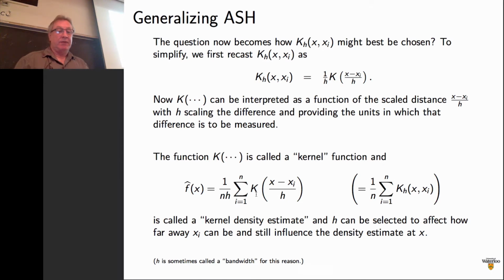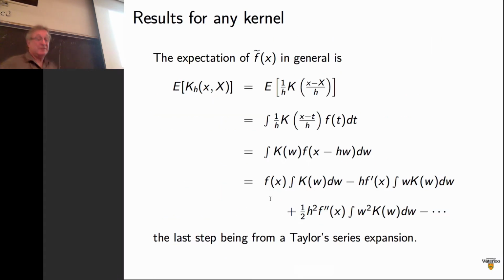h here is sometimes called the bandwidth rather than the scaling, for reasons which will become apparent. Means I can get the expectation. So this looks pretty ugly, but let's look at what this is. I only need the expectation of one of these, right? So the expectation of this quantity is going to be the integral of the thing I'm taking the expected value of with respect to the real, honest-to-God density, whatever it is. Don't know what it is, but whatever it is, that's the expectation, right?